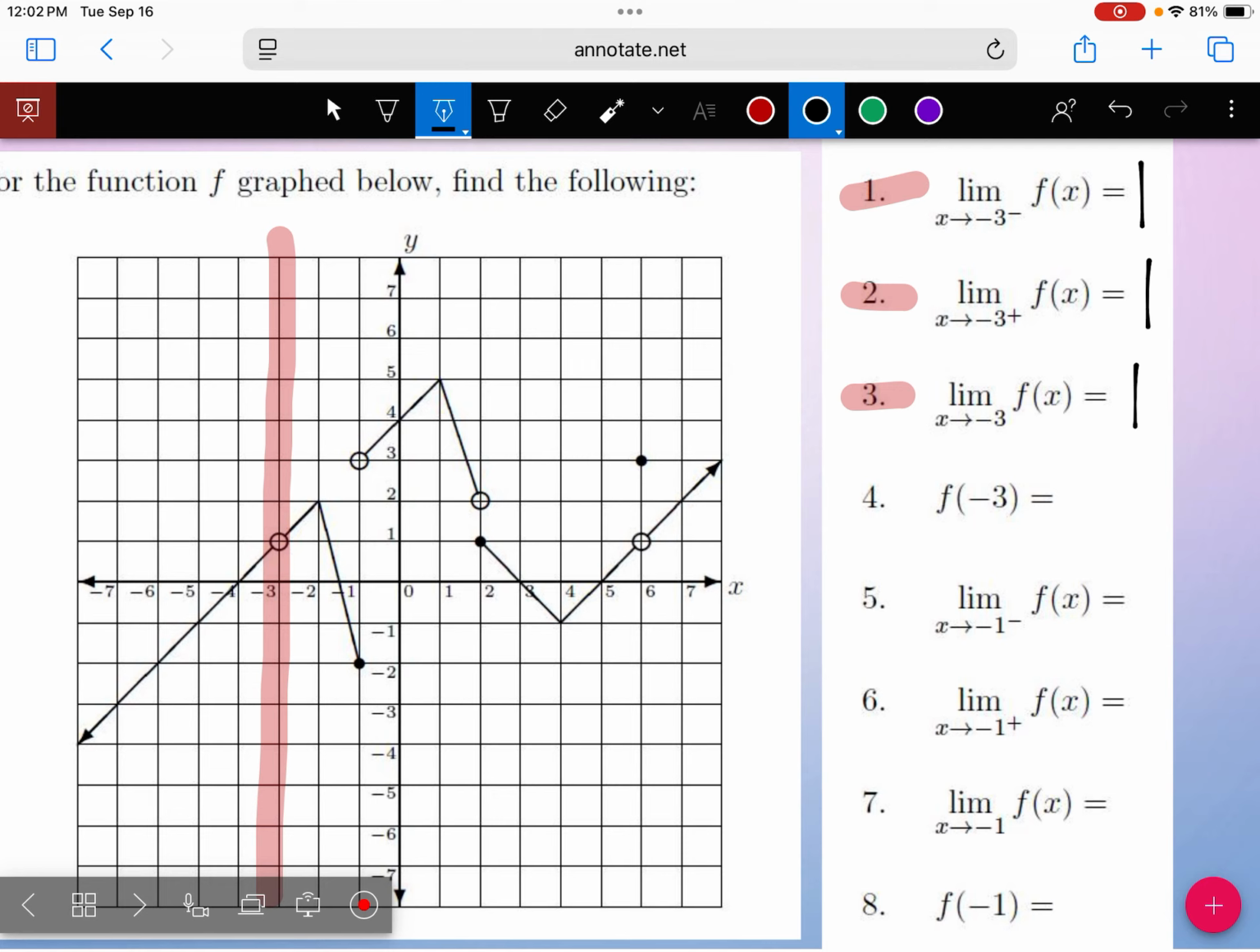Now let's look at 4. Is there a closed dot anywhere on that pink wall? No. So what are we going to say for number 4? D and E.